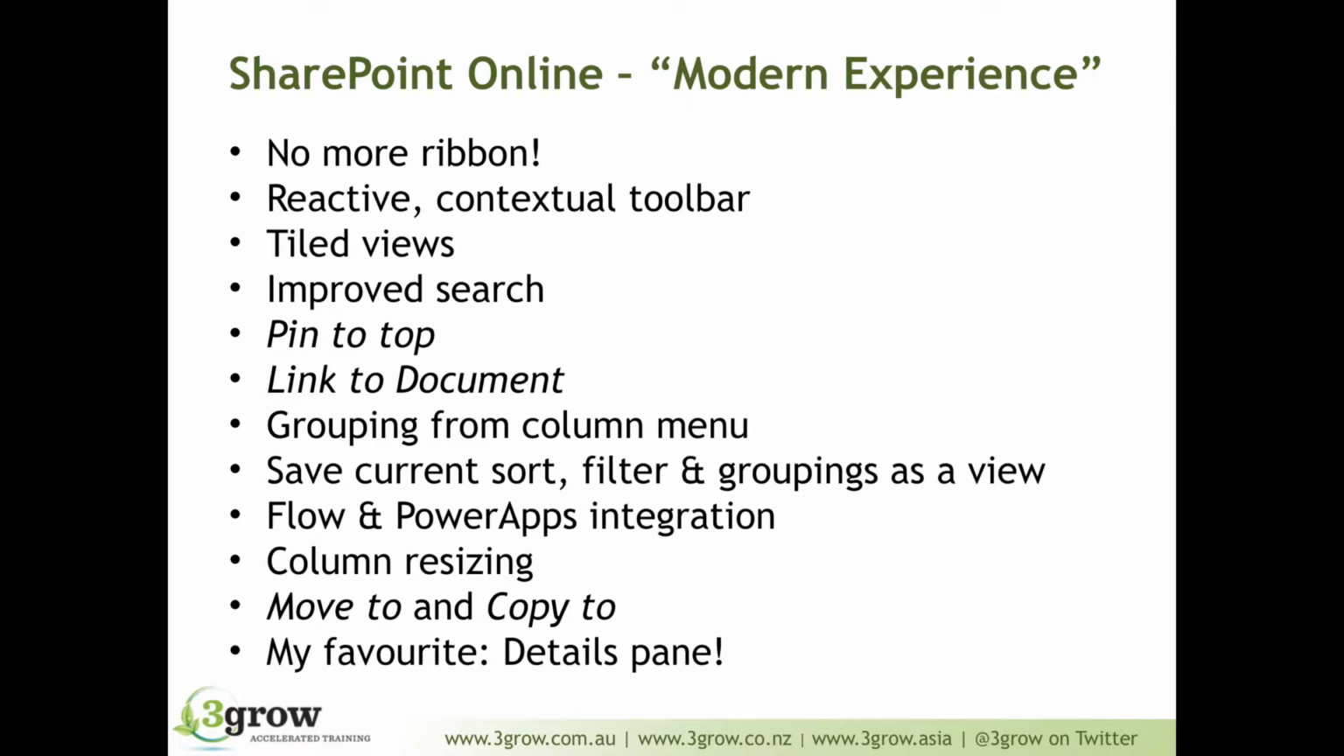Previously we were able to apply filter and sorting options via the column headings of the view. We are now able to group by those as well. Once we have applied sorting, filtering and grouping, previously once we navigated away from that list or library, when we went back, the sorting, filtering, grouping options were then removed and we were back to that default view. Now what we have the option to do is, once we've applied those settings on the fly, we can then save that as a view if necessary.